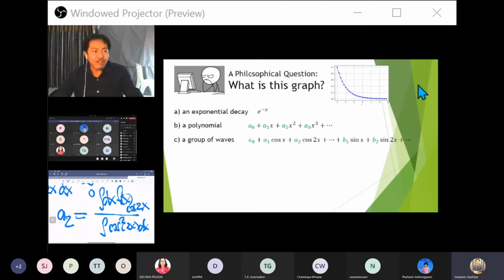If I am looking at this graph over here that my mouse is pointing, it looks like it keeps decaying from number 1. It becomes smaller and smaller and smaller. So I ask, what is this graph? And I have 3 choices for you to answer. Is it an exponential decay function? Is it a polynomial? Is it a group of waves? So what is it, this graph here? Any idea? Maybe Miss Chanidapa can share some thoughts about this idea in Thai or English is fine. So which one is it?